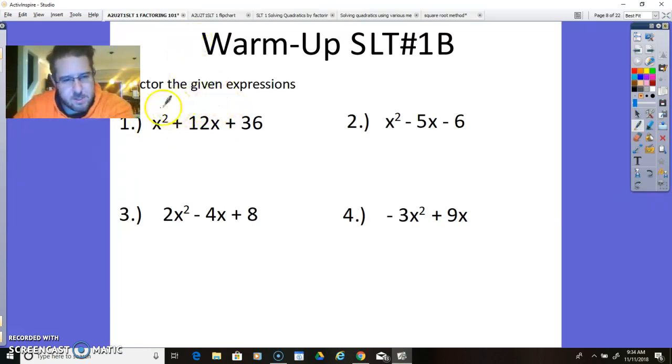This is 1B. We're going to explore how to factor with leading coefficients in this video. So in the last video, we did this one, which is factoring without leading coefficients. In other words, when there is an A that is 1. So this is A, this is B, this is C.